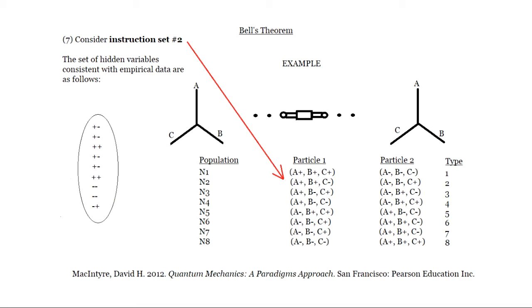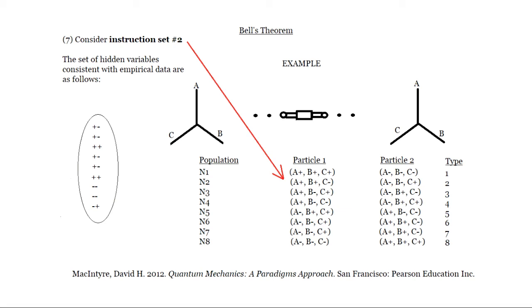So how did I come up with these particular instruction sets? Well, look very carefully at line number 2. Line number 2 says, under the heading particle 1, A plus, B plus, C minus. Under the heading of particle number 2 is listed A minus, B minus, C plus. Now let's work out the 9 different possibilities. Remember, we said that there's going to be 9 different possibilities. What are those 9 different possibilities?